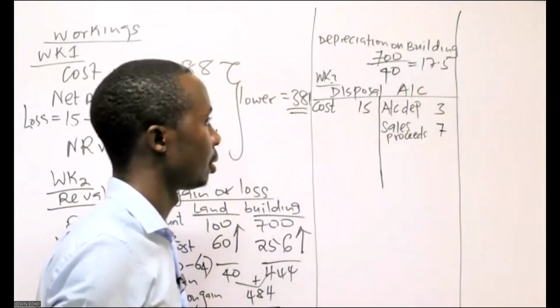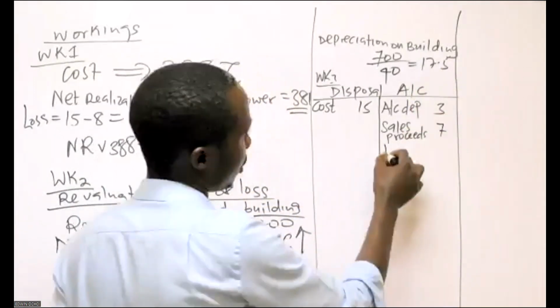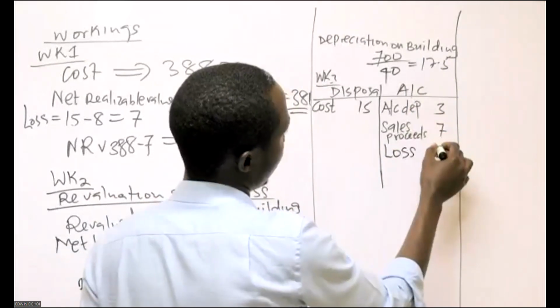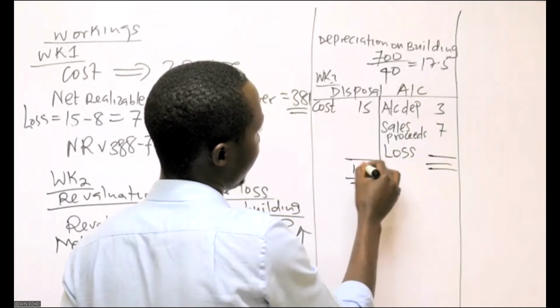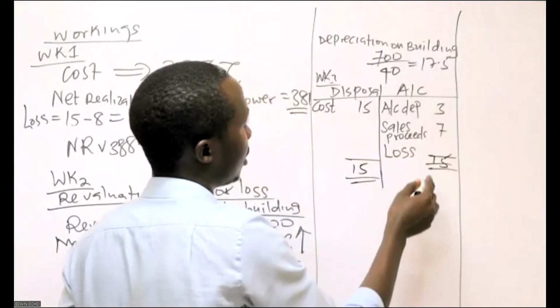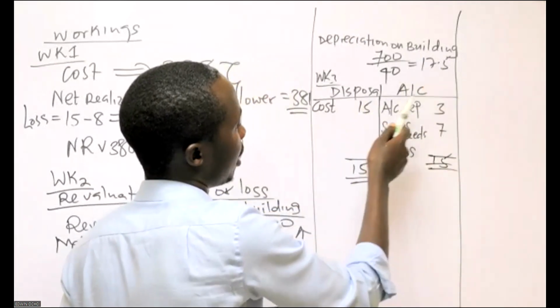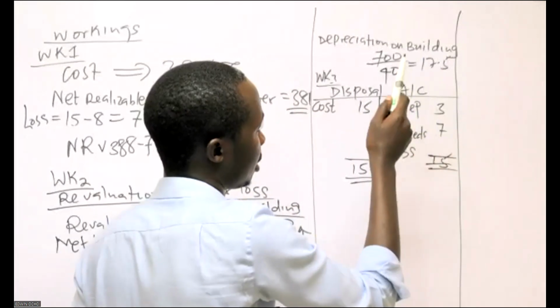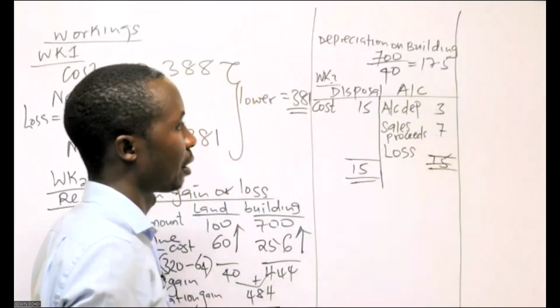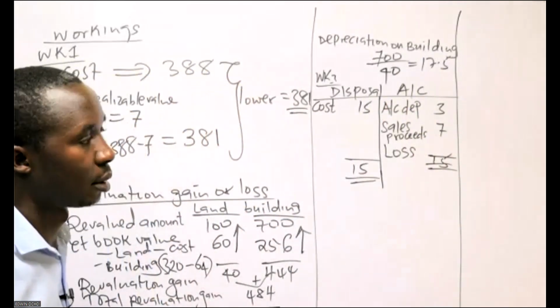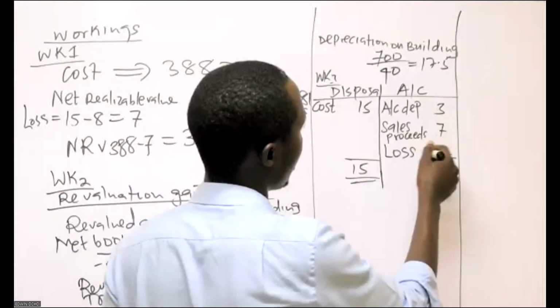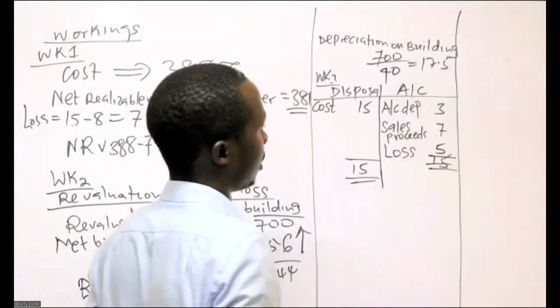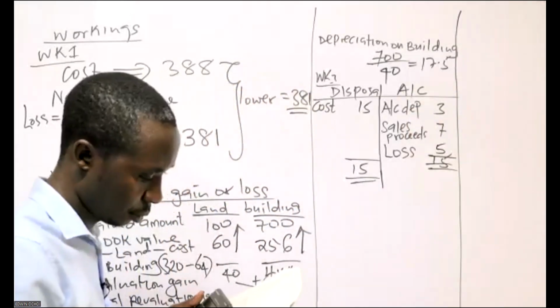So meaning that they made a loss. For us to have a balancing figure, this must be 15. So 15 minus accumulated depreciation minus sales proceeds, they never realized more than the cost of the asset. They realized the rest. So meaning that they made a loss of 5.